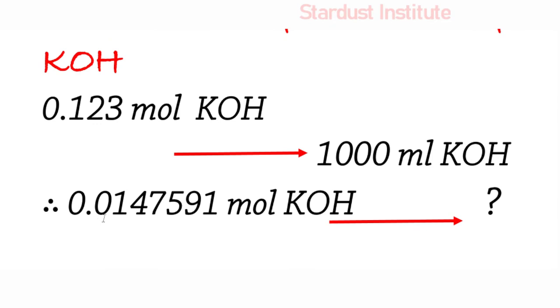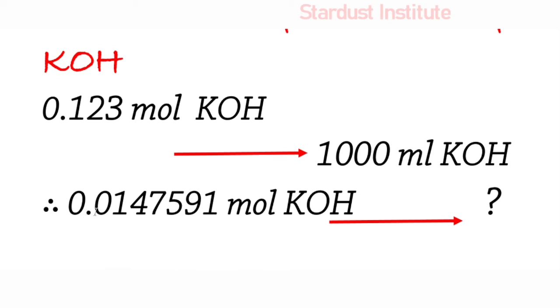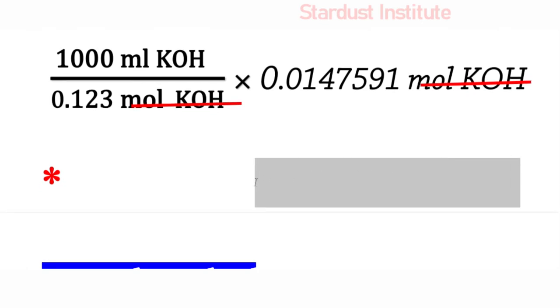Now we have 0.0147591 moles of KOH. Are they in how many milliliters of this KOH solution? We can find the answer in this way: 1000 milliliters KOH divided by 0.123 moles of KOH, multiplied by 0.0147591 moles of KOH. In this way, we should cancel out units. Mole KOH, mole KOH. Then we get our answer.